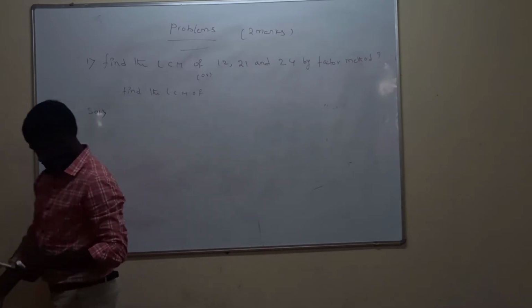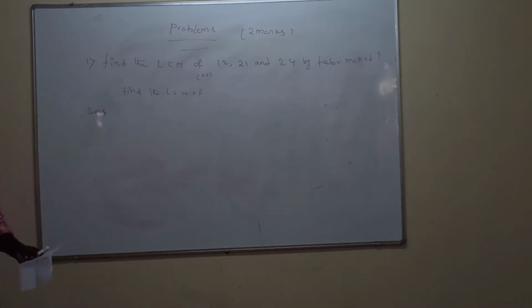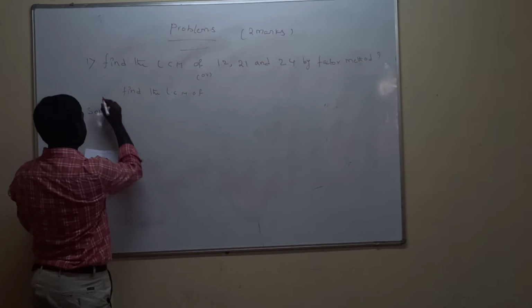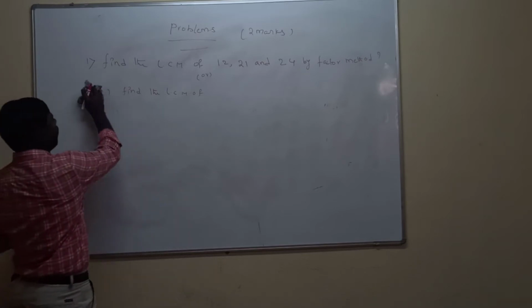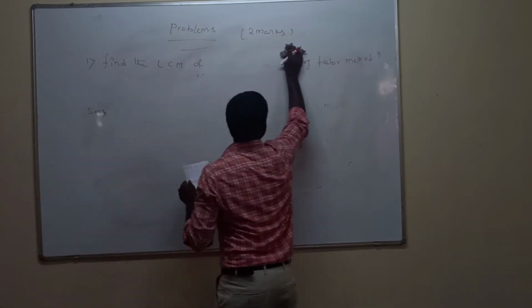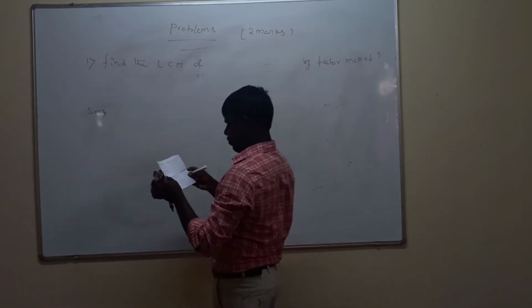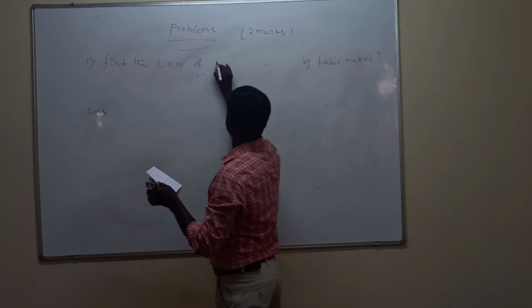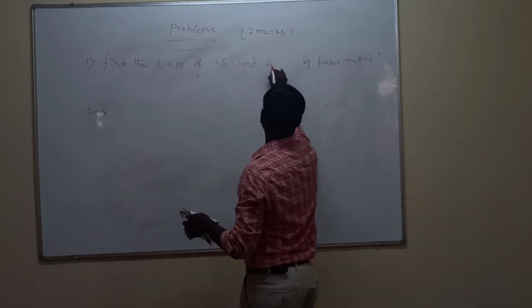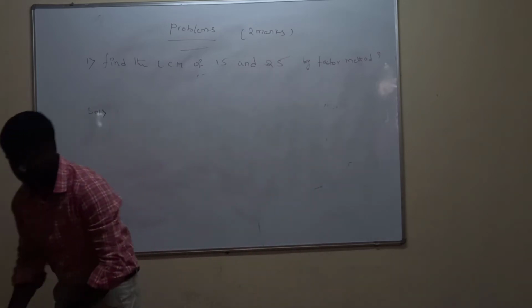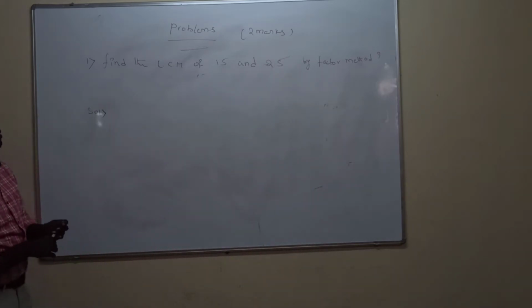The next question, a very important question. The second one: find the LCM of 15 and 25 by factor method.